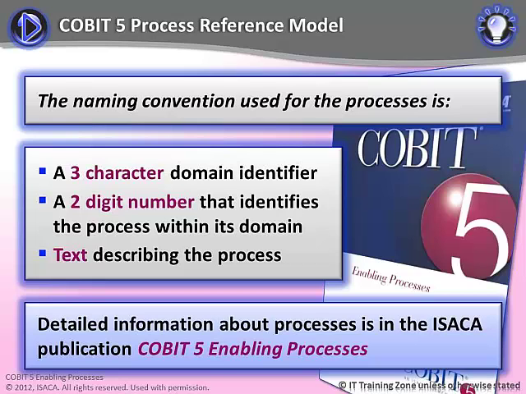Over the next few screens, we'll go through the 37 processes. In many cases, the process names explain the process well enough for our purposes. Where this isn't the case, I'll give you a brief description. For more detailed information, you will need to refer to the ISACA publication COBIT 5 Enabling Processes.